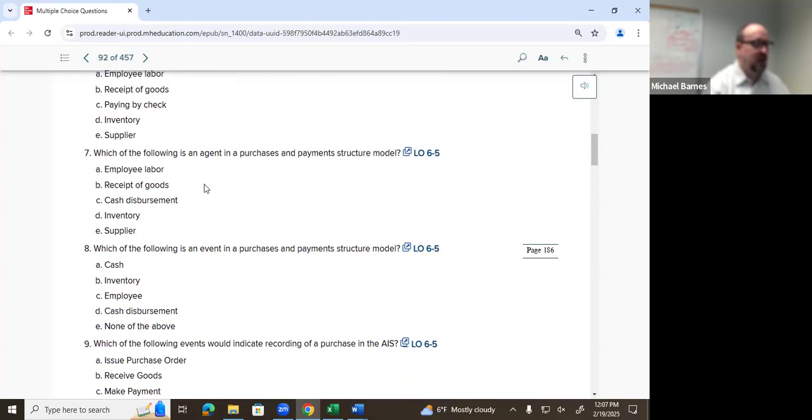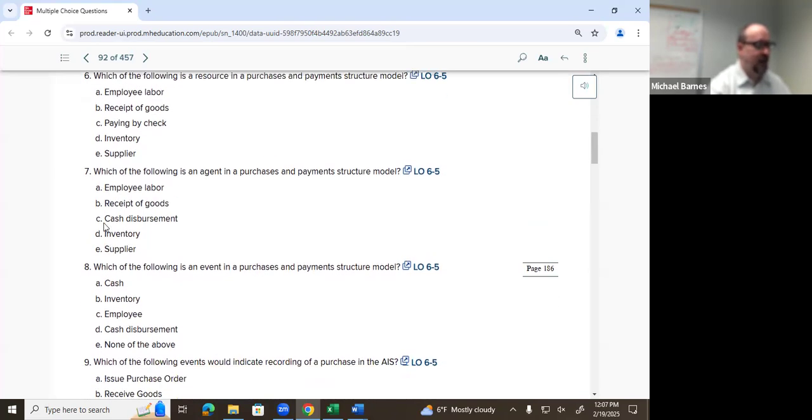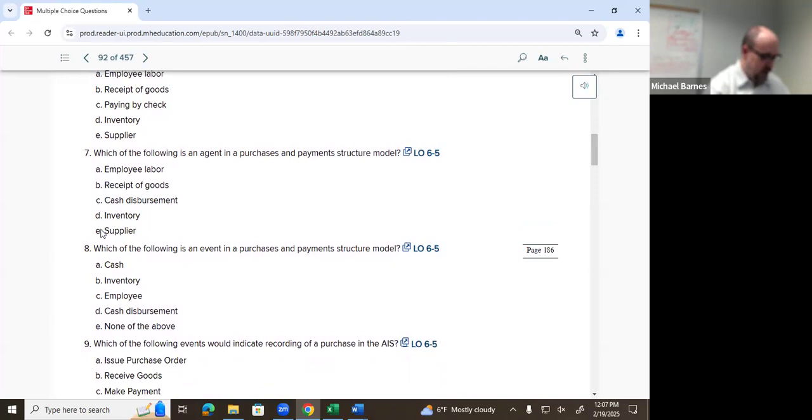All right, moving forward, which of the following is an agent in the purchasing process model. So the good news is that basically we have the same answers. They did change paying by check to cash disbursement, which I think is funny. But down here was the one we identified as an agent, supplier in the purchasing process. Since we already identified it in question 6, we can answer question 7. The answer is E.